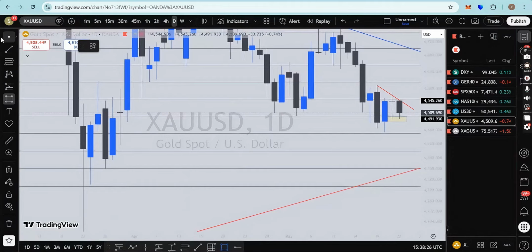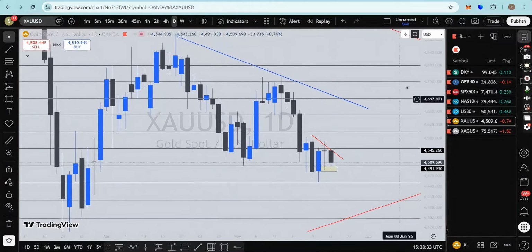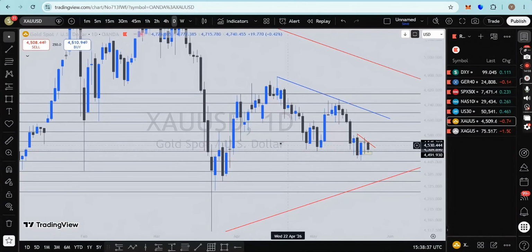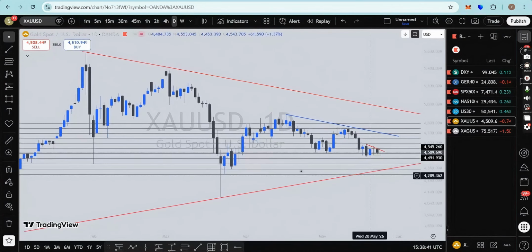Okay, now let me mark the support zone. Let's zoom out. Am I looking for sales on gold? No, but gold has been very tricky of late. You see, gold has been very tricky.